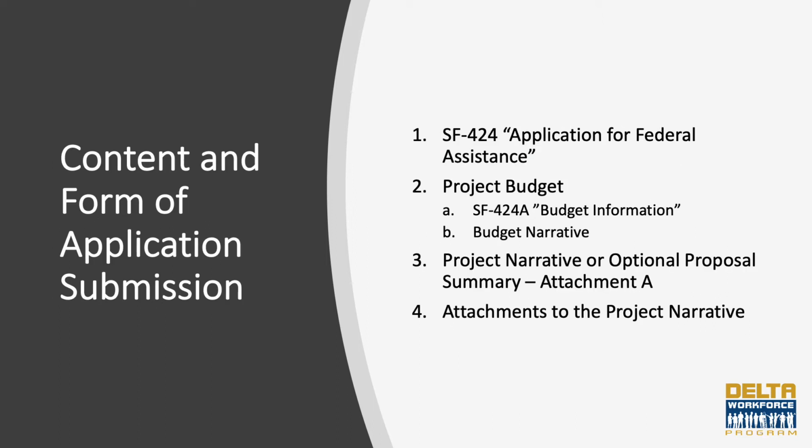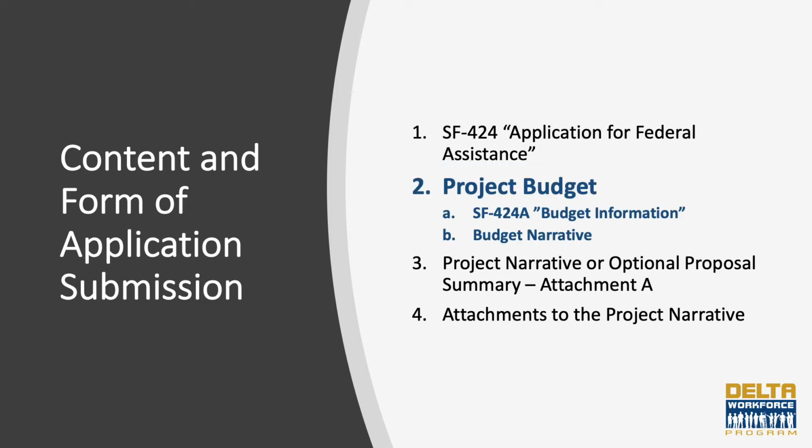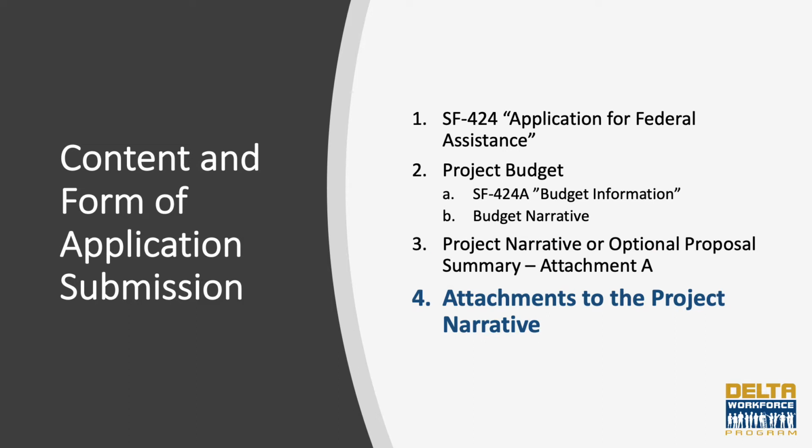Applications submitted in response to the WORC FOA must consist of 4 distinct parts, including 1. An SF-424 application for federal assistance. 2. The SF-424A budget information and a budget narrative. 3. A project narrative or optional proposal summary, Attachment A. And 4. Attachments to the project narrative.